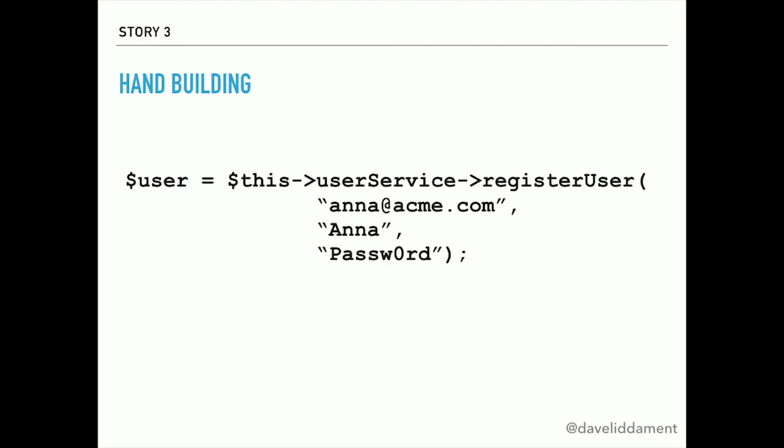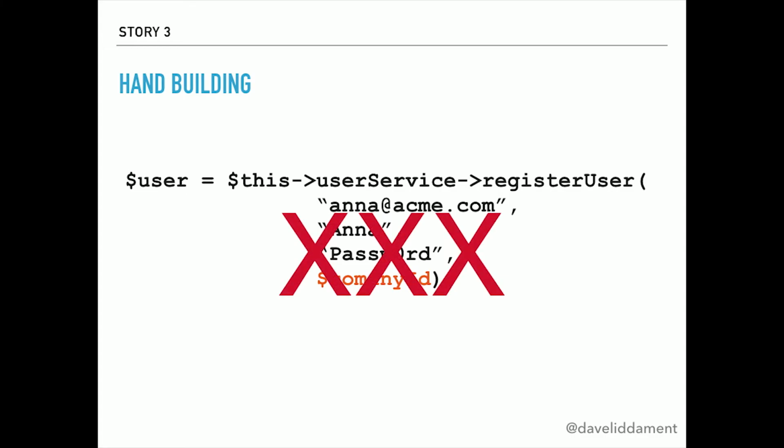So hand building would be something like this. Every time we need a new user, we'll have some code which registers the user. And the problem with this is every time we make a change like the one we just made, we've got to go and find every place where we created a user, and we have to add in the extra company ID. So we don't really want to be hand building stuff that violates don't repeat yourself and lots of other bad things.